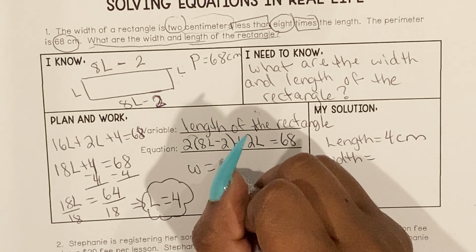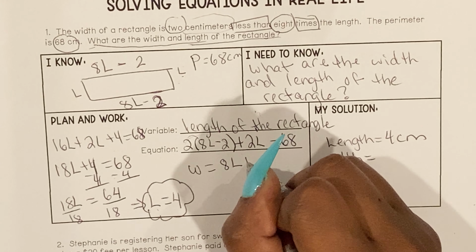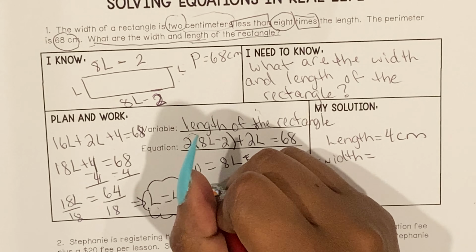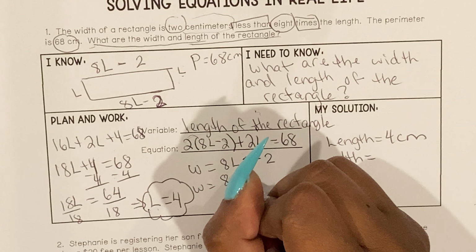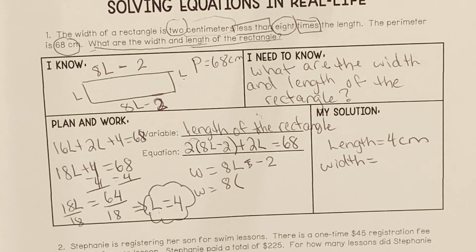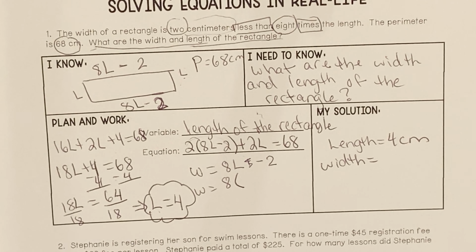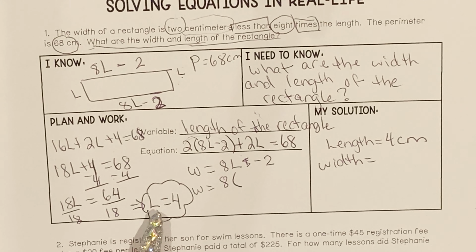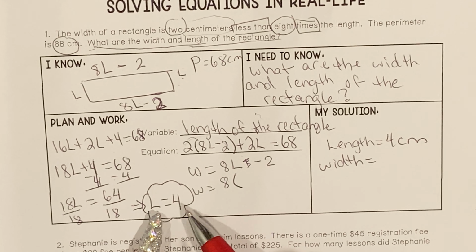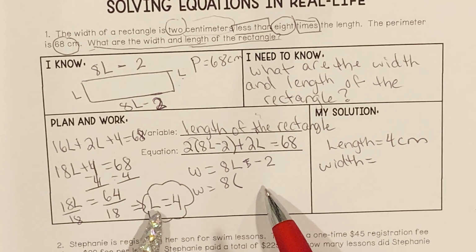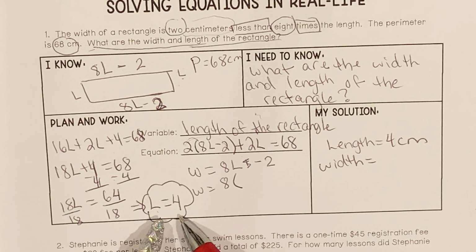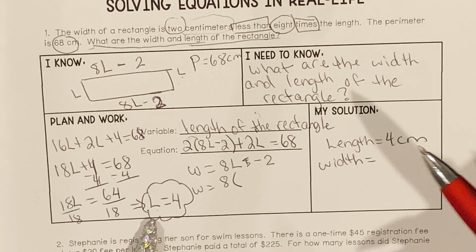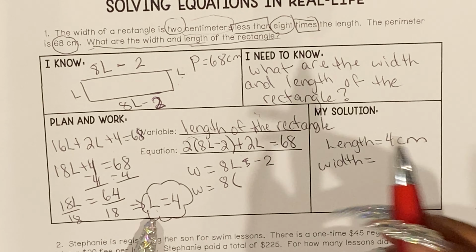The width is going to equal 8L minus 2. So instead of putting L, just like when we did on the last video, when we had to check our answer, this is where that comes in. This is why I said you need to practice checking your answer, because when you have a 2-part question like this, you still need to take your answer and substitute it into the original problem in order to find the second part of this answer.